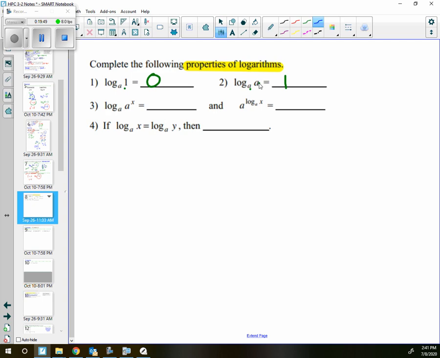Let's take a look at the third property. This is a great one. Log base a of a to the x. Looks like we have a lot of a's going on. We know log base a of a is 1, which is pretty spiffy.